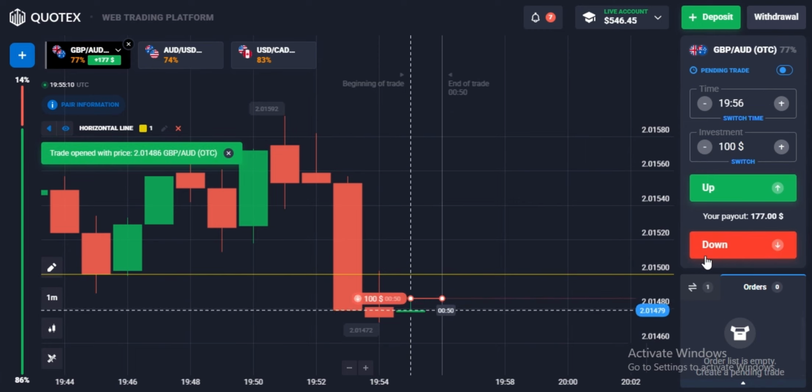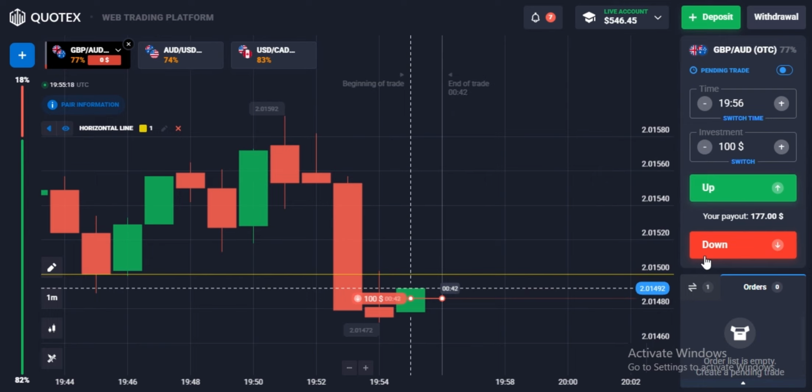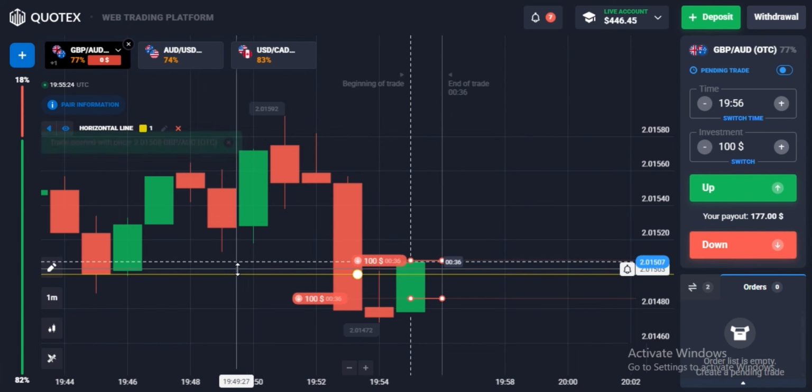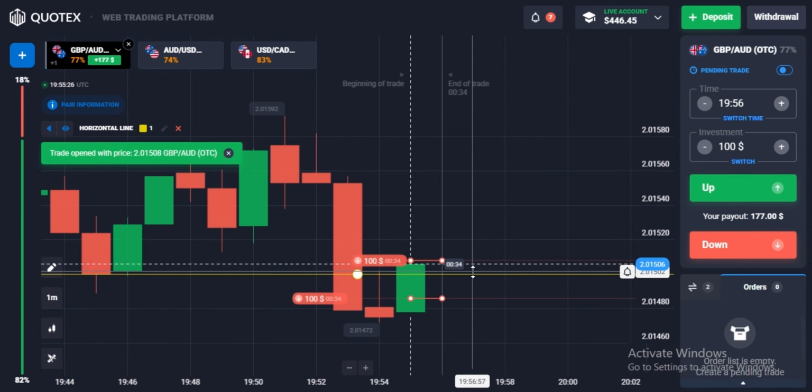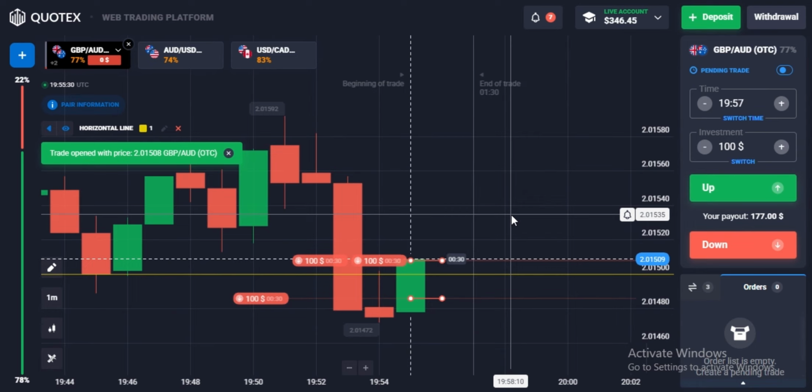I see another opportunity to continue this bearish move. I'm entering down again. The market is still showing selling pressure. However, guys, this is an important lesson. The market is not a straight line. Sometimes you will see retracement candles, those small green candles that go against your direction before the trend continues.